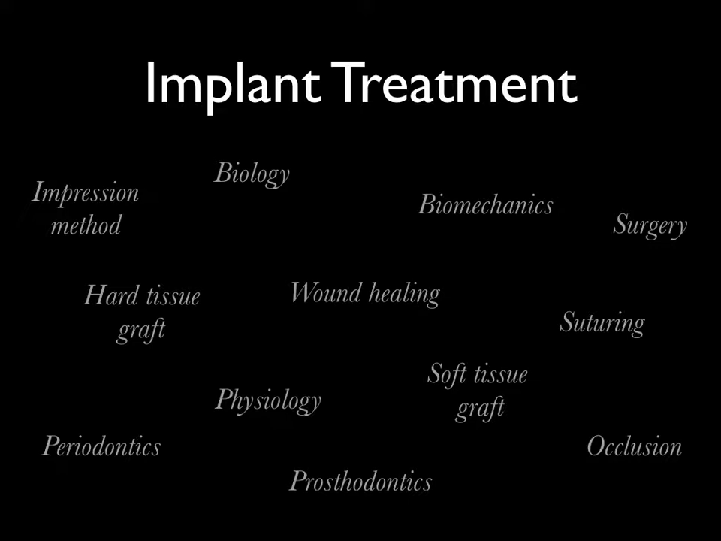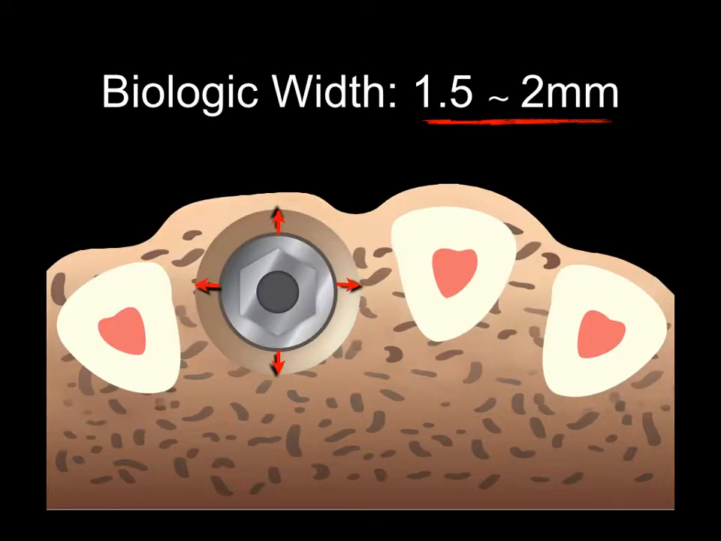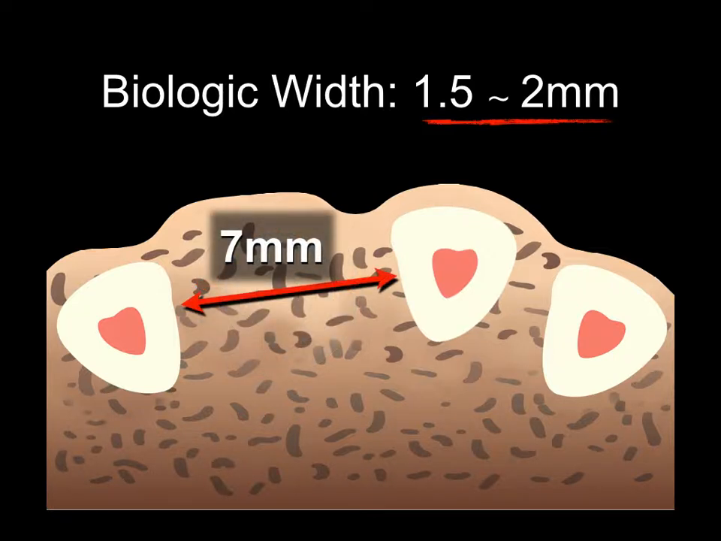However, when we do implant treatment, we have to consider many aspects, such as biology, wound healing, biomechanics, and many other things for the success of the treatment outcome. For long-term predictable success, the biological width principle must be followed and respected. Implant literature suggests at least 1.5 to 2 millimeters of surrounding bone is necessary for long-term success. Typically, conventional implants are bigger than 3 millimeters, so you would need a minimum of 7 millimeters of edentulous space for conventional implant treatment.